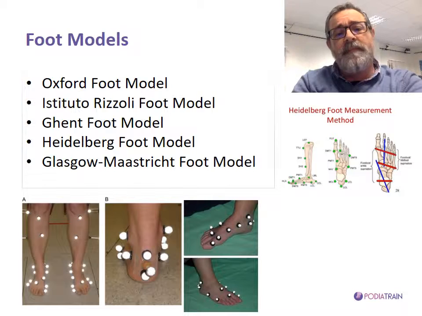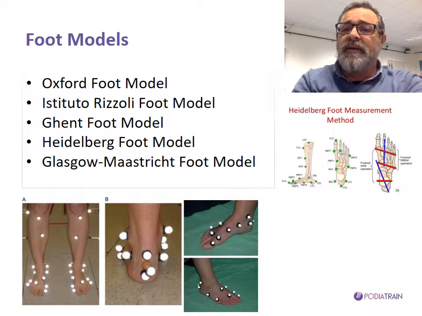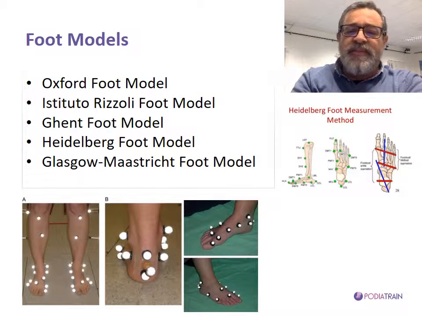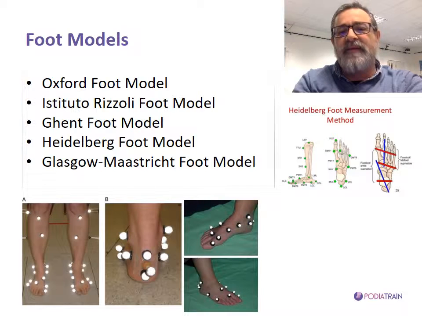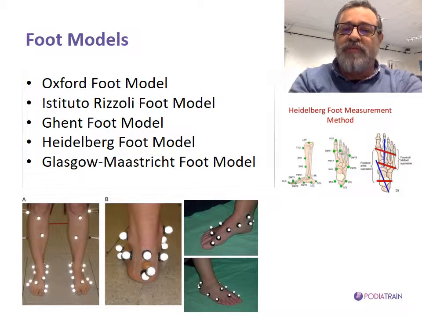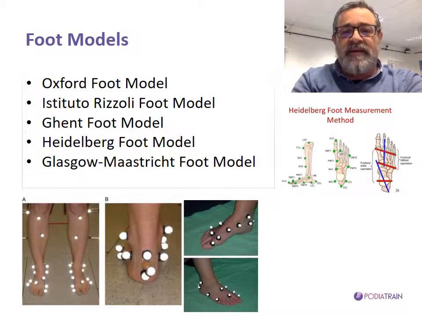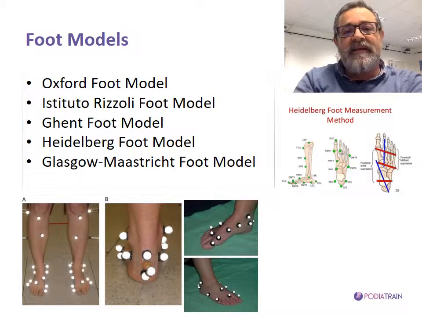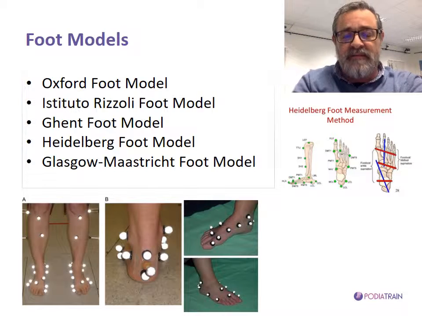segments of the foot. The Oxford foot model, which was created at Nuffield Hospital in the UK, represents the hindfoot, forefoot, hallux, and shin, and any movement between these segments. And the Istituto Rizzoli foot model, which is also known as the Leardini model, represents the motion of the calcaneus, the midfoot, the forefoot, and the hallux, also the shin, so we can see that there is an extra segment.